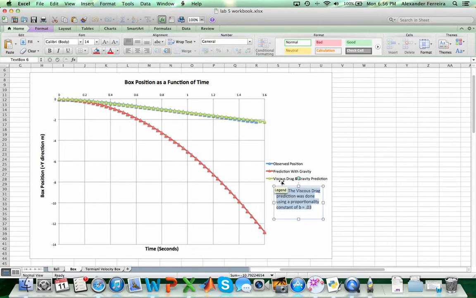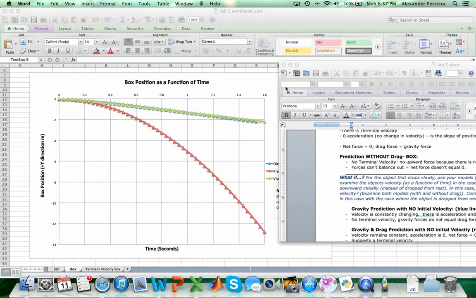When I did my viscous drag and gravity prediction with a proportionality constant of 0.03, you see that really does model this blue line very well. And that's because we're incorporating the drag forces into our model. Therefore, the acceleration is basically zero because we have a pretty constant velocity here. And therefore, it's moving downward. And the net force is basically zero because those drag forces are balancing out that gravitational force.